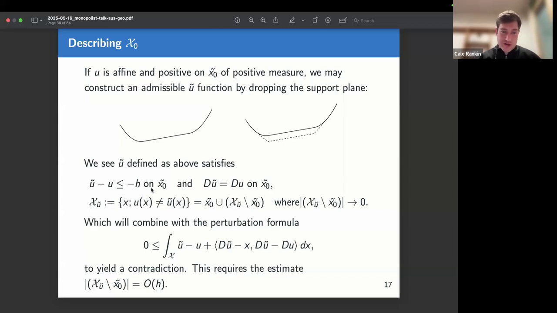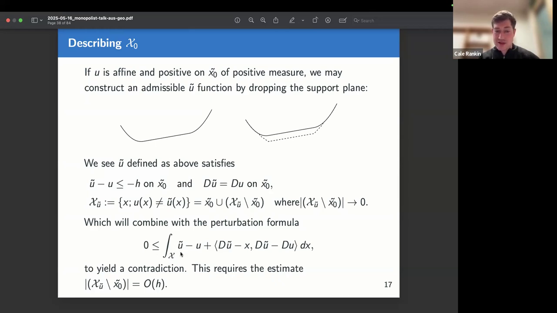Now, what's that function going to look like? Well, on that contact set x naught tilde, we have u tilde minus u is less than minus h, where h is the height we dropped it down. And again, on this contact set, they have equal gradients because all I've done is shift down. Now, when I put that into this perturbation formula, the third to last line, what do I get?